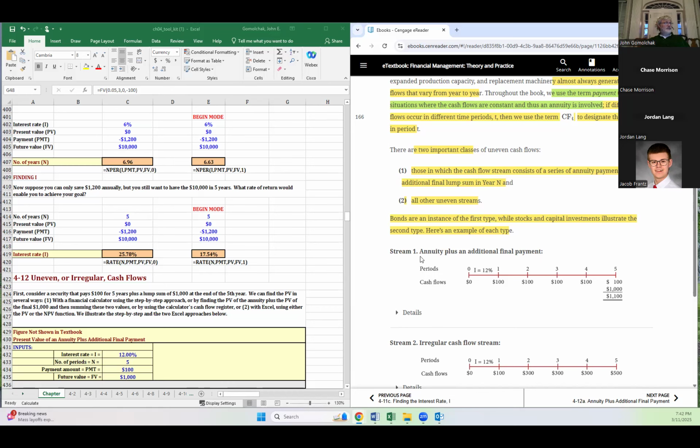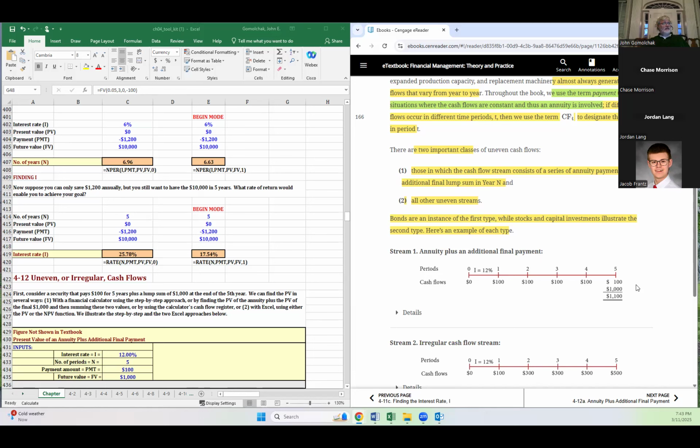So let's take a look at stream 1, annuity plus an additional final payment. So we have our timeline from 0 to 5. We have a $100 payment at the end of years 1, 2, 3, 4, and 5. And then at the end of year 5, we also have a $1,000 payment. So in year 5, we get $1,100. This is also telling us that our interest rate is 12%. Now, what does this look like to you? Anybody? What does this actually look like?